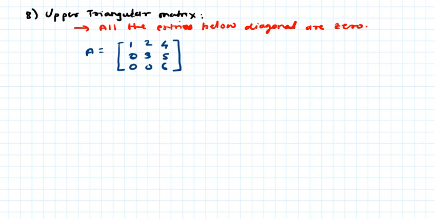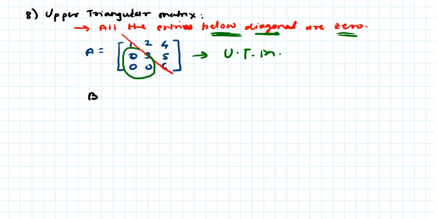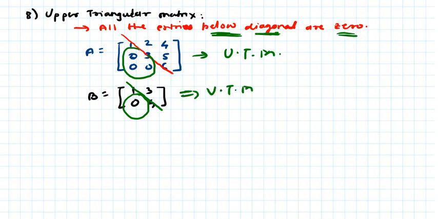Now the diagonal of this matrix contains the elements 1, 3 and 6, and all the entries below the diagonal, see the definition, below the diagonal, are 0. So that is why it is called an upper triangular matrix. Second example we can see, suppose this is 1 0 3 4. So what is the diagonal in this case? Diagonal is 1 4 and all the entries below the diagonal are 0. So this is again an upper triangular matrix.